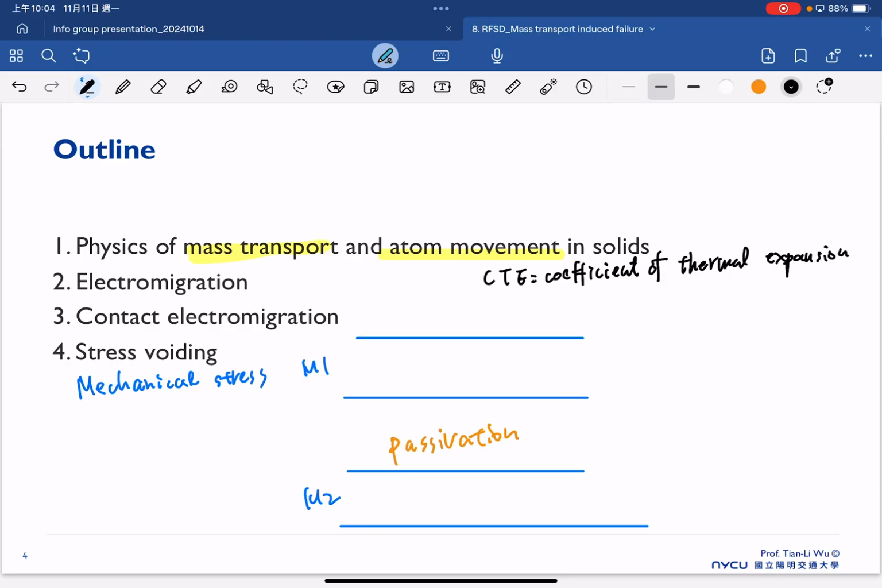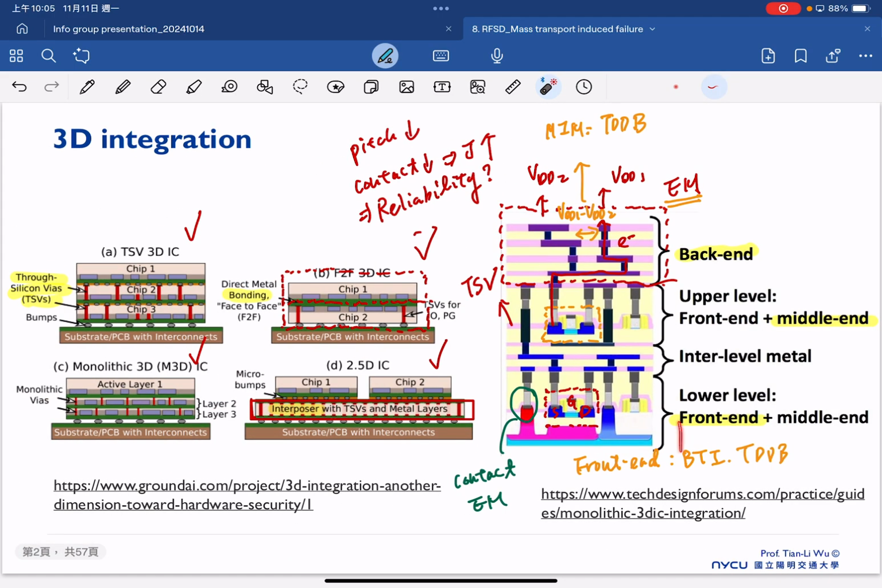But now the problem is that we have a metal 2, we have a passivation, we have a metal 1. But each metal might use a different material, and each passivation also might have a different material. So different metal, different passivation might have a different thermal expansion coefficient. And also, when we try to process from bottom to the top, our semiconductor is being involved in the thermal process again.